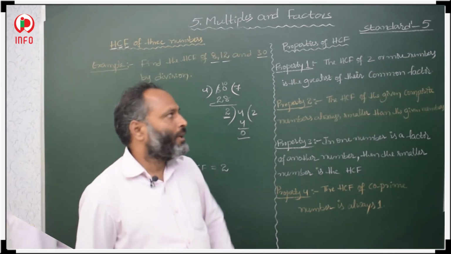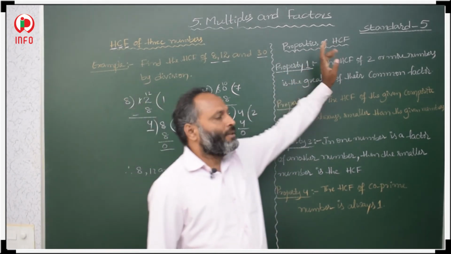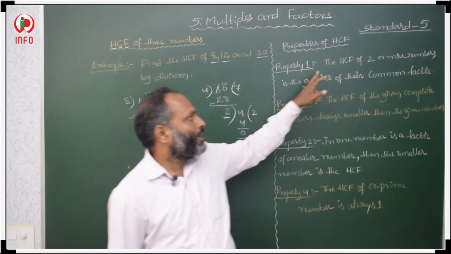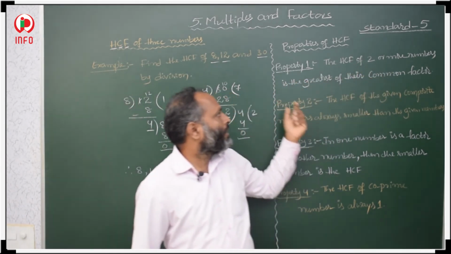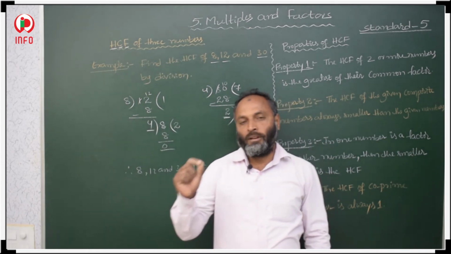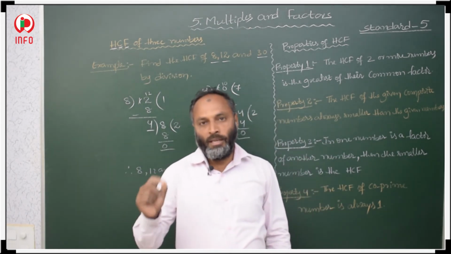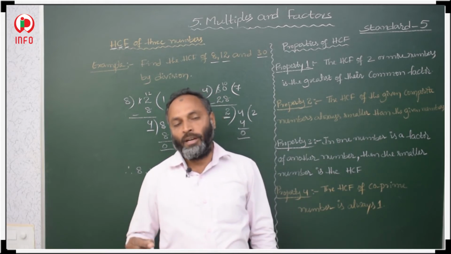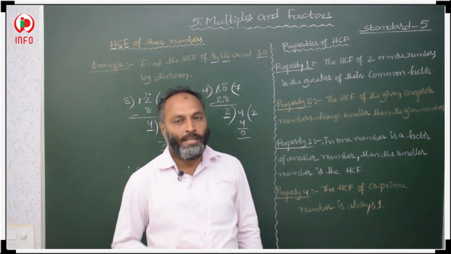Now here, the properties of HCF. Remember these 4 properties. First, the HCF of 2 or more numbers is always their greatest common factor. Whatever the common factors are, in that we have to take the greatest number, the greatest common factor. That is our HCF.